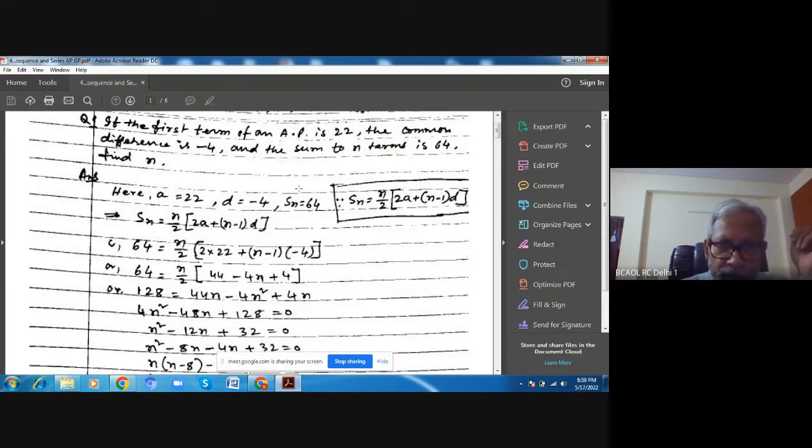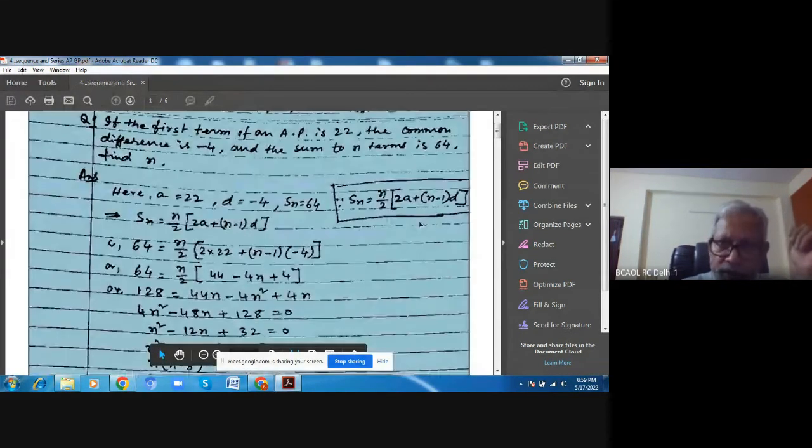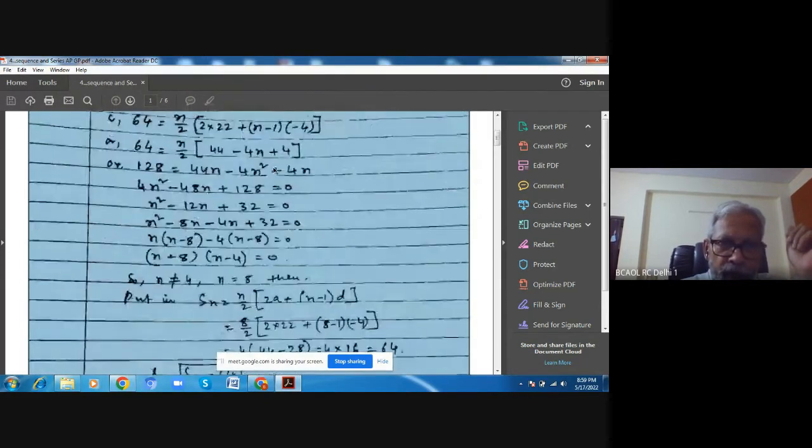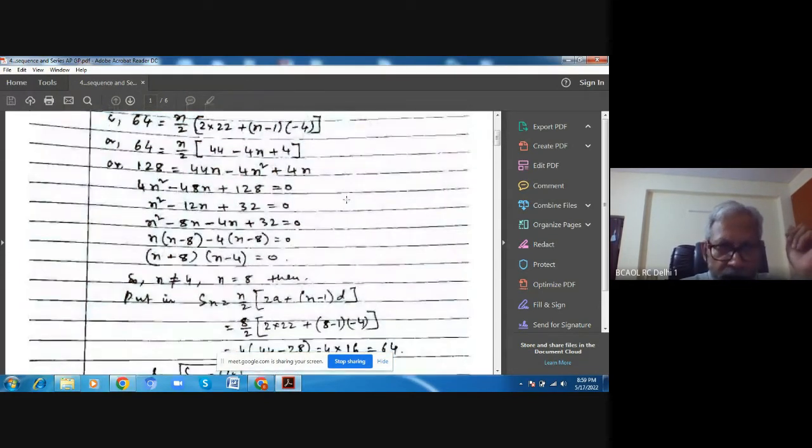In this formula you see a is given, a is 22 is already given, d is equal to minus 4 is also given, and Sn is also given, 64. So if you put all these figures in, then after that the equation is there, and you can get the answer. So only this formula you have to remember in case of sum. In case of sum. Okay. And then after that simple algebra you can find it.